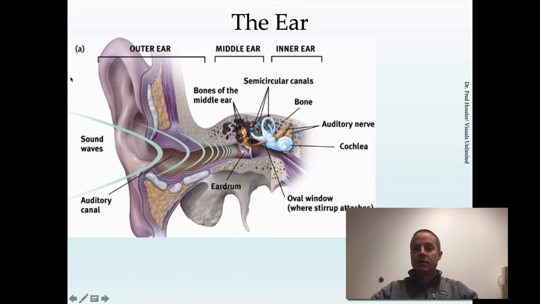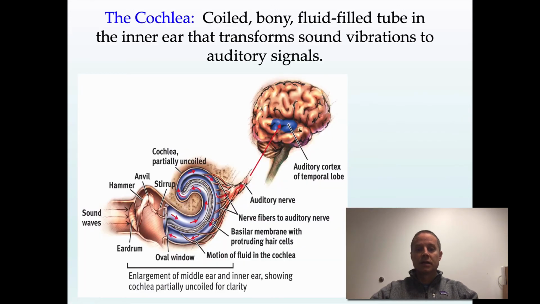In the ear, the main part we need to know is called the cochlea, which is this semicircular area back here. Sound waves come in, they vibrate the eardrum. These bones move a little bit. But inside the cochlea is where the transduction occurs, and then that information is sent out the auditory nerve to the brain. So what does that look like?